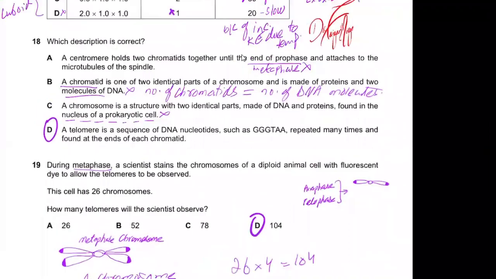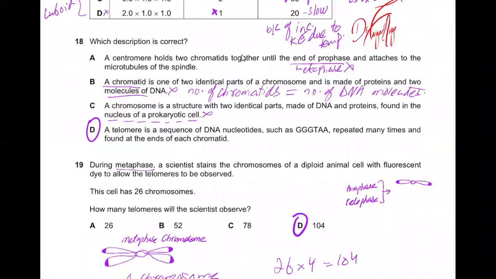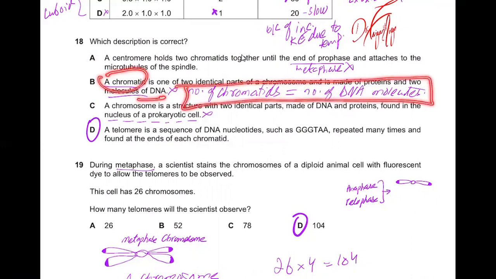Which description is correct? A: a centromere holds two chromatids together until the end of prophase. No, it holds the chromosome until the end of metaphase. A is wrong. B: a chromatid is one of the two identical parts of a chromosome and is made up of proteins. Yes. And two DNA molecules. No. A chromatid is made up of a DNA molecule. The number of chromatids is always equal to the number of DNA molecules. You can just make this a universal fact.